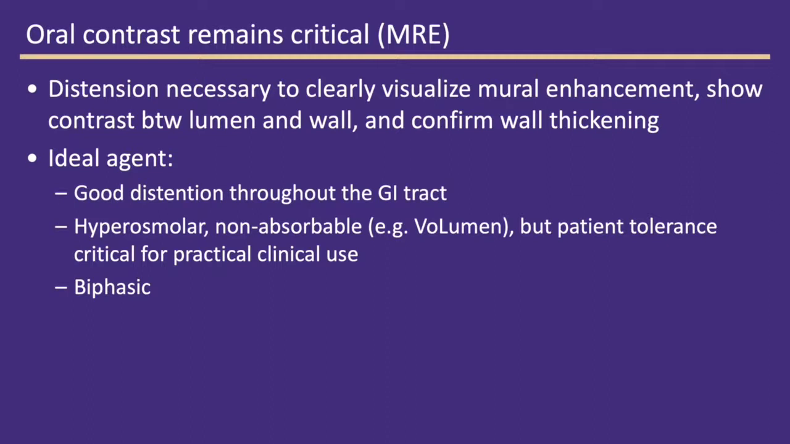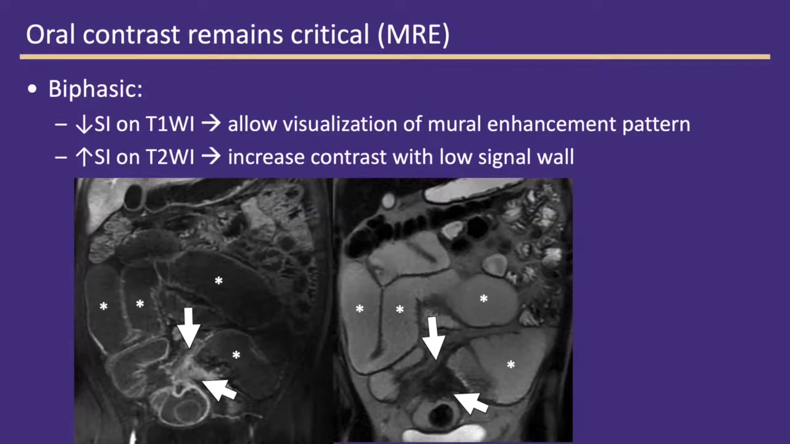You want good distension throughout the GI tract, ideally something that is hyperosmolar and non-absorbable. That's what achieves the distension throughout the GI tract. But same as for CT enterography, you want something that patients will actually tolerate and that is practical for them to drink. For MR, we talk about biphasic contrast agents, and here's where MR differs from CT.